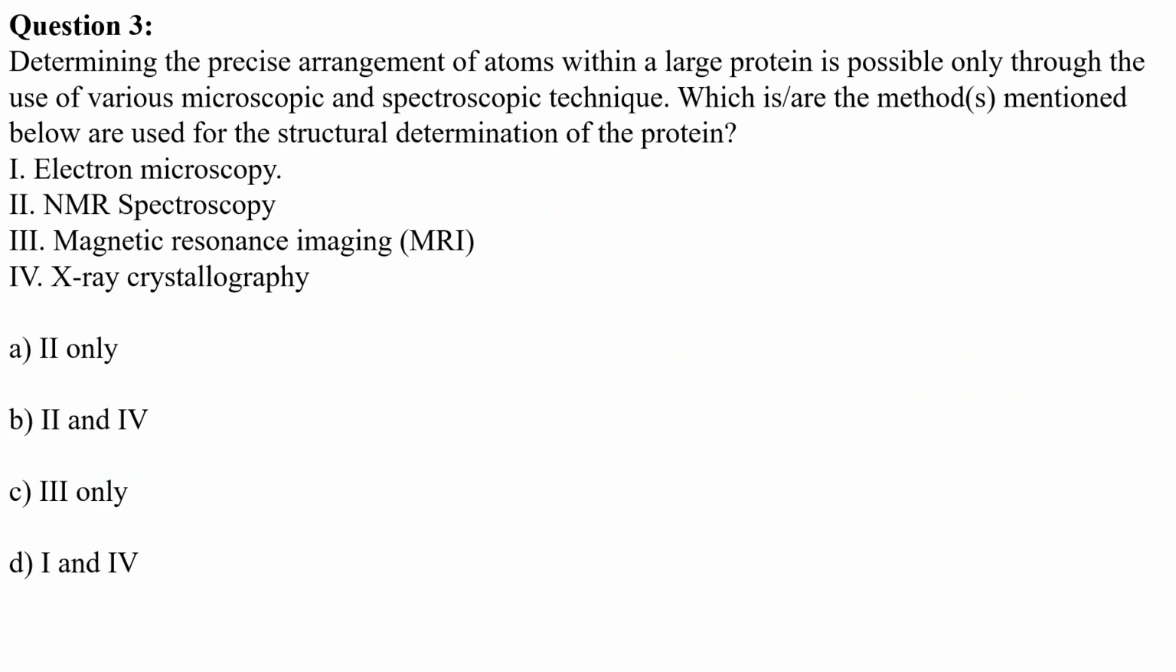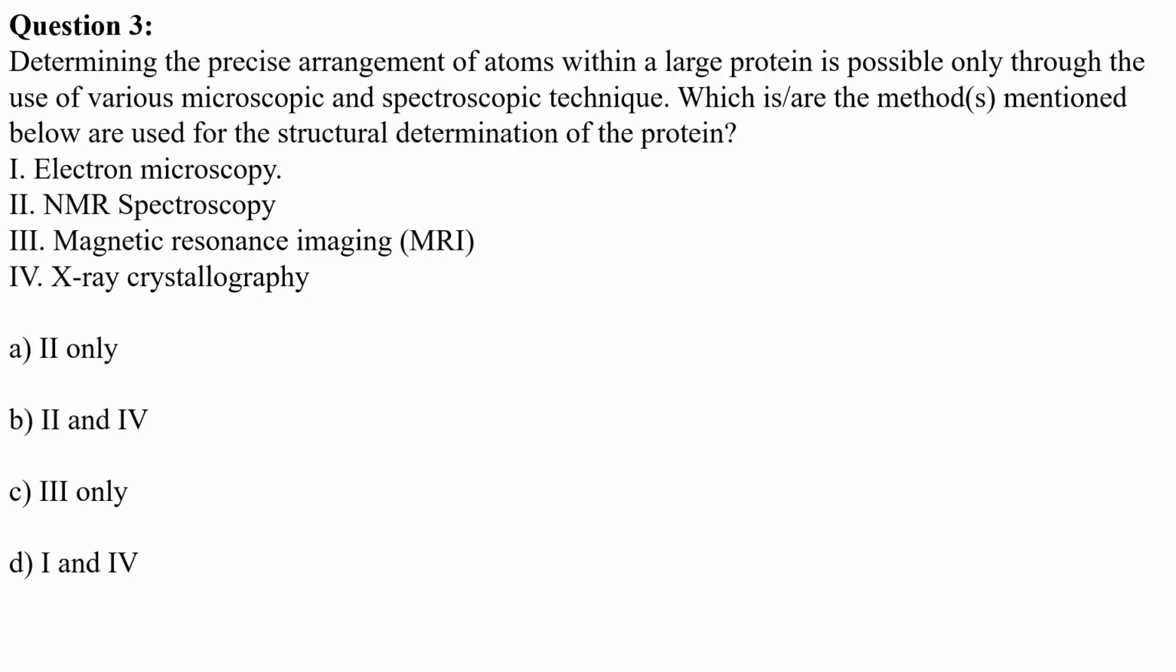Question number 3. Determining the precise arrangement of the atoms within a large protein is possible only through the use of various microscopic and spectroscopic techniques. Which of the methods mentioned below are used for structural determination of protein? First method is electron microscopy, second is NMR spectroscopy, third is magnetic resonance imaging, and fourth is X-ray crystallography. So which of the following methods are used for structural determination of protein?